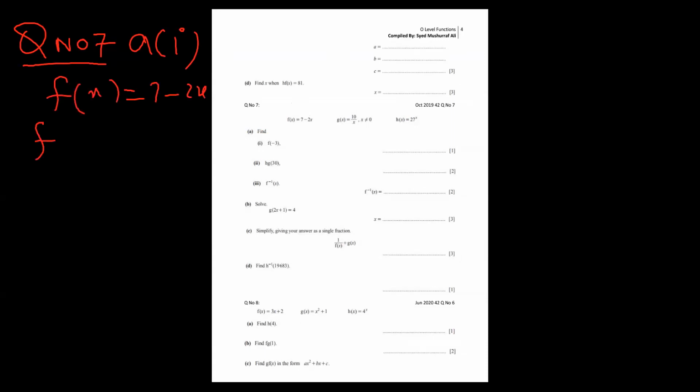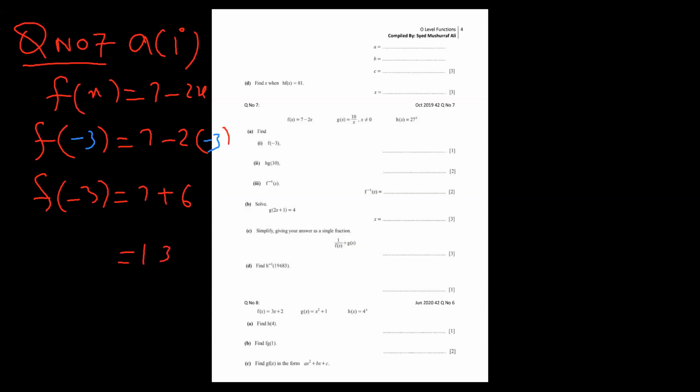How many x's do you have? Empty spaces. So I will copy this -3 into each empty space, left and right. Okay, so -3 comes on the left hand side and right hand side. Let's see what happens then. So f of -3 is equal to 7 minus minus plus 6, 13. So I got this answer for the first A part. Clear.